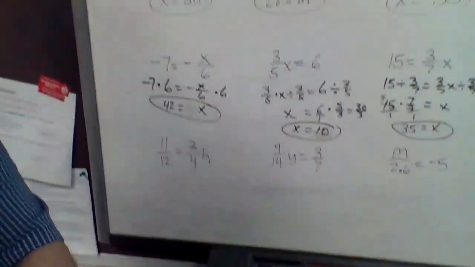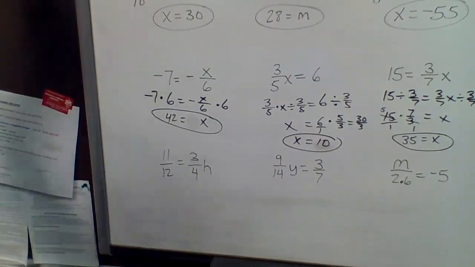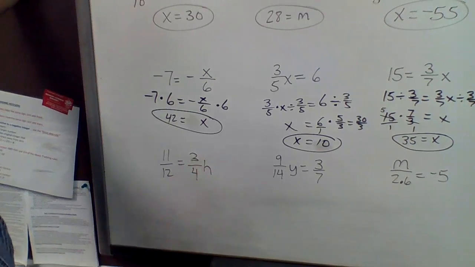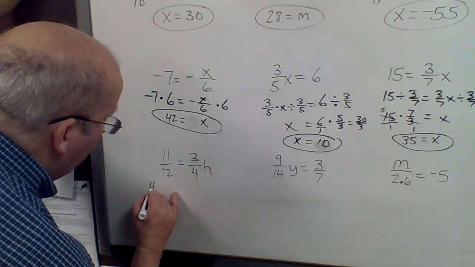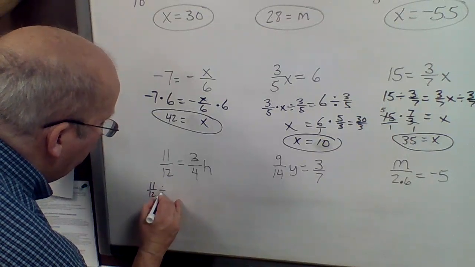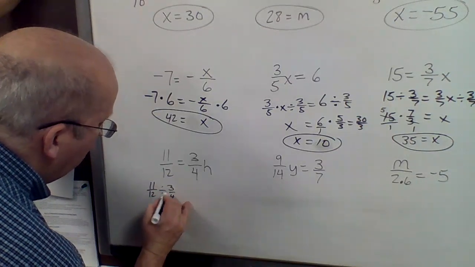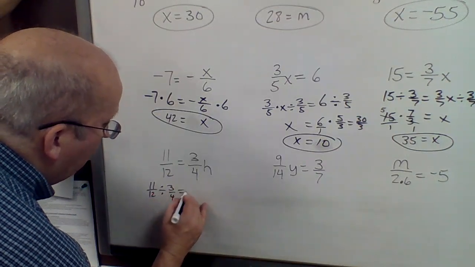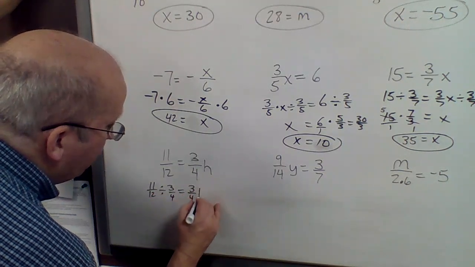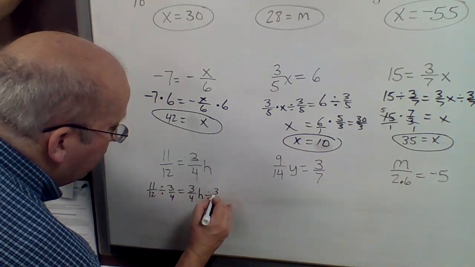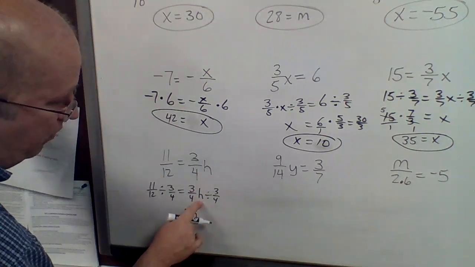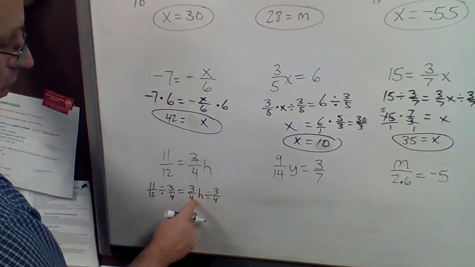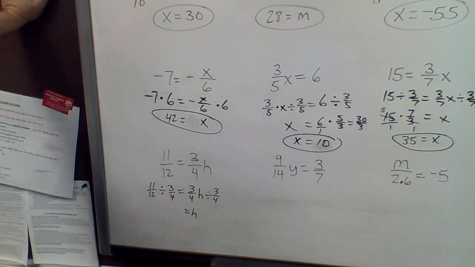Okay, let's try another one, way down here. H is attached to 3/4 by multiplication. What's the opposite of multiplying by 3/4? Isn't it dividing by 3/4? Yep, it is. So we're going to divide both sides of the equation by 3/4. On this side, they cancel each other out, leaving me with just x. Multiplying by 3/4 and dividing by 3/4 cancel each other out.